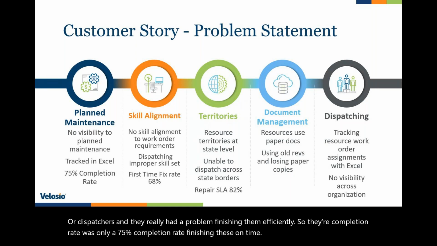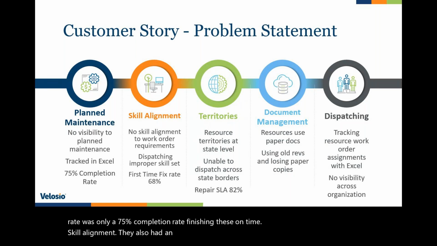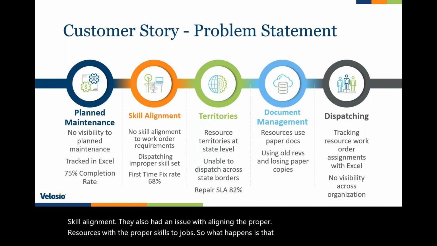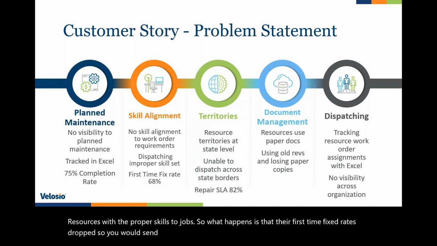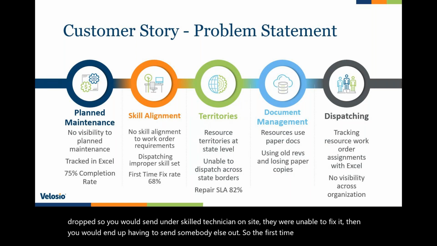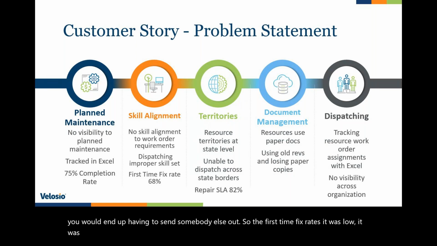Skill alignment. They also had an issue with aligning the proper resources with the proper skills to jobs. So what happens is their first time fix rates dropped. You would send an underskilled technician on site. They were unable to fix it. Then you would end up having to send somebody else out. So the first time fix rate was low. It was like 78%.